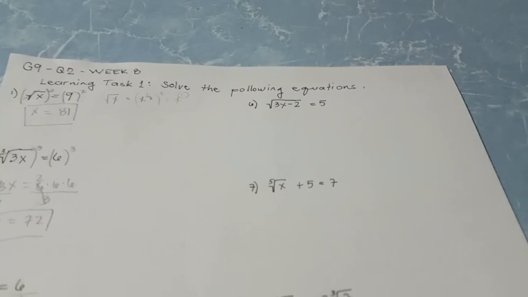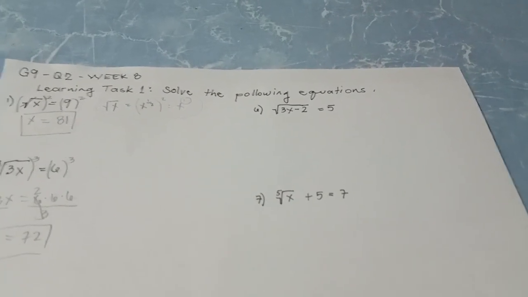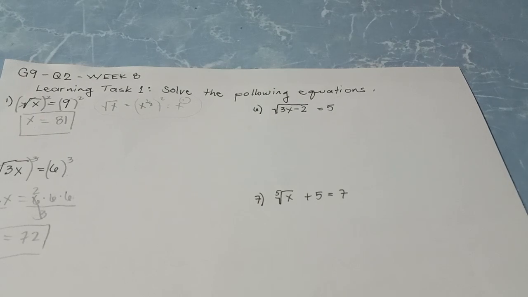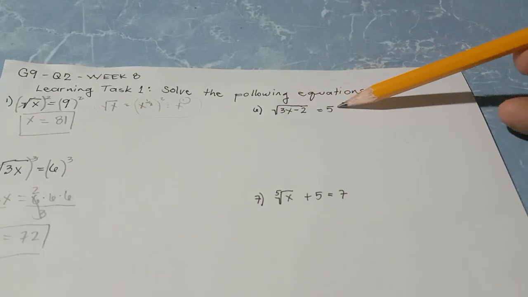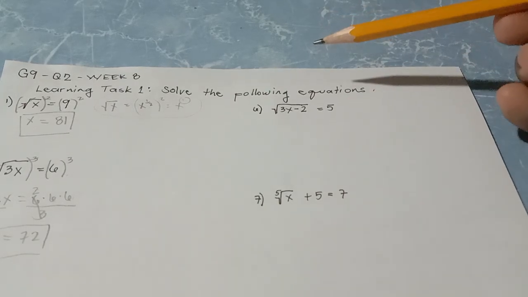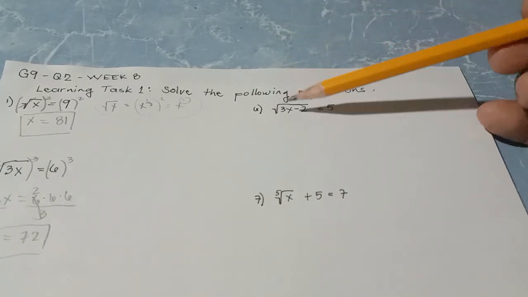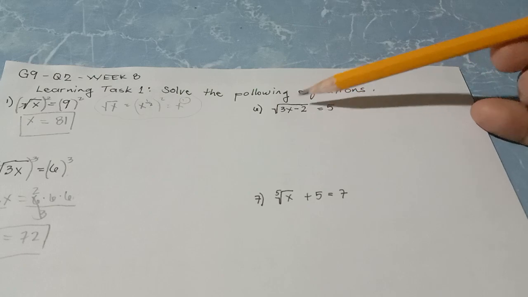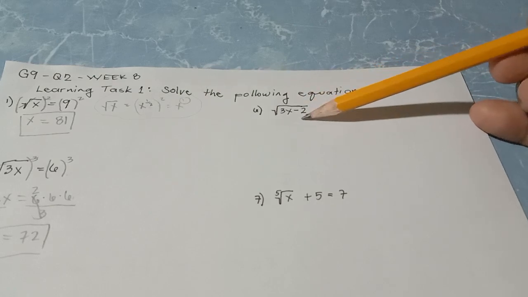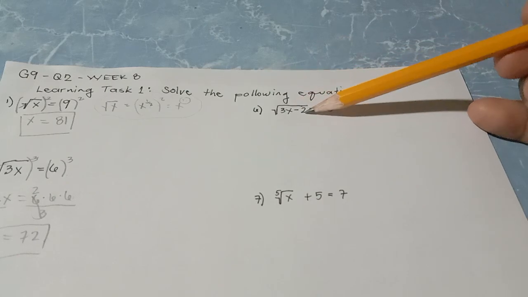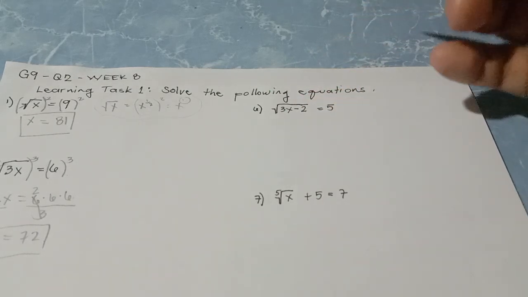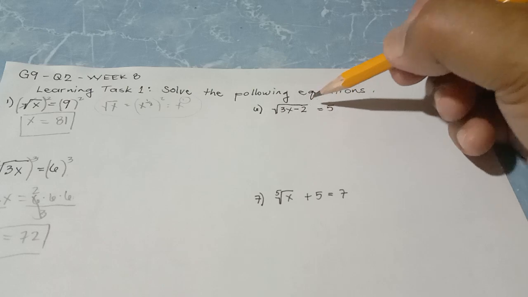Okay? Next number. Okay, number 6. So, given natin sa number 6 ay the square root of 3x minus 2 is equal to 5. Okay. So, sa pagkakataong ito naman, binomial yung nasa loob ng radical sign. Sir, paano na yan? Parang medyo mahirap na. Kasi binomial na yung nasa loob. So, mas madali rin yan. Kasi tatanggalin mo lang yung radical.